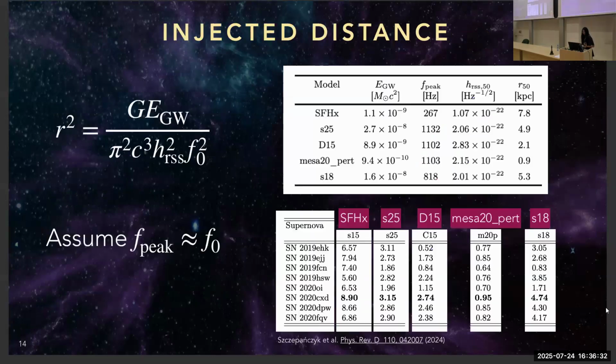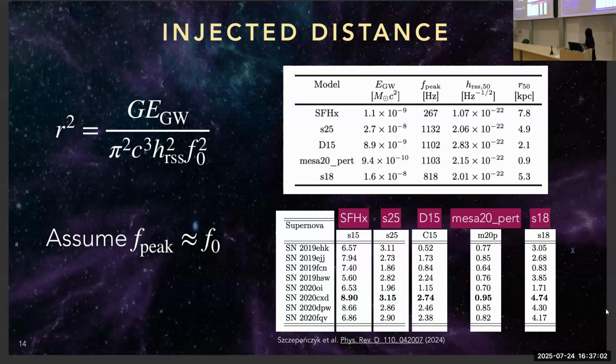Then you might also wonder at what distances these HRSS are injected, like how far out we can detect each of these models. So the equation that we use to calculate that is this top left equation here. R is the distance, these are just constants, and we've got the HRSS, the f0, which is the central frequency, and the energy of the gravitational wave. Here we assume that the central frequency is roughly equal to the peak frequency. And then we use that to calculate the distance at this 50% detection efficiency.